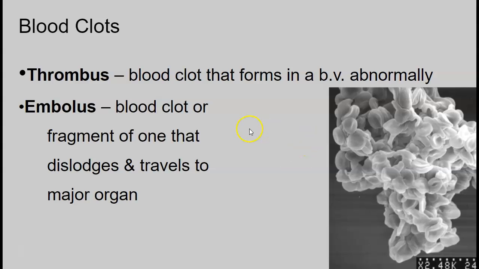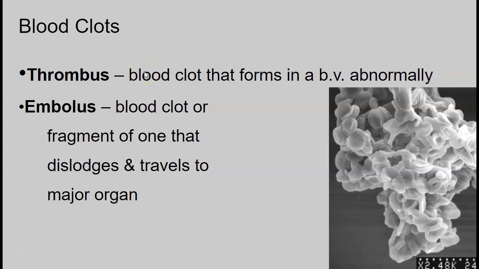So, a couple terms you need to be familiar with. A blood clot is a good thing. You want your blood to clot unless it gets out of control. And that is when you have something called a thrombus. So a thrombus is a blood clot that just continues to form and continues to form, even when it shouldn't be at this point. And what ends up happening is it could actually prevent blood flow.